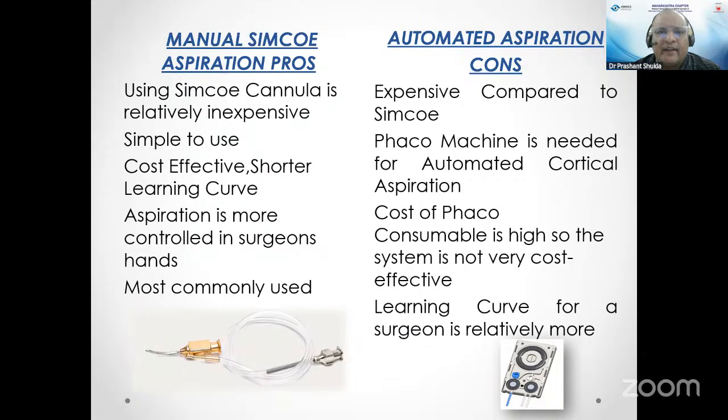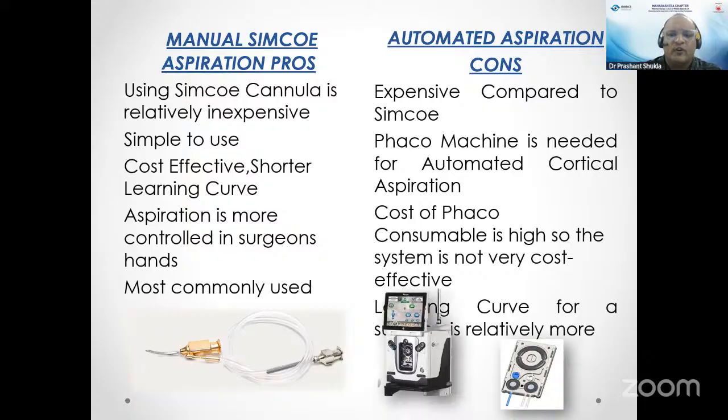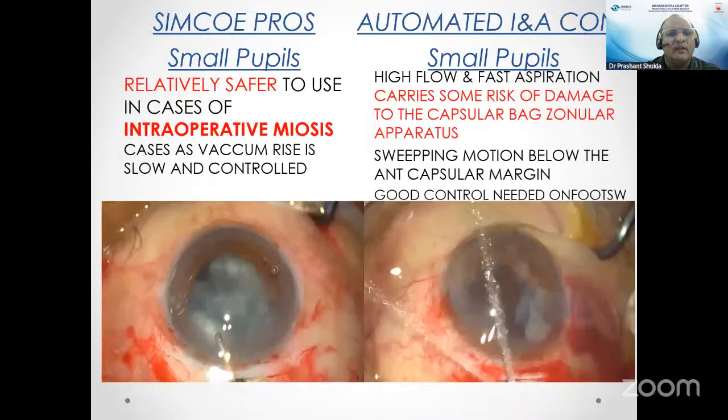And on the contrary, the automated aspiration system is expensive compared to Simcoe. A phaco machine is needed for automated cortical aspiration. The cost of phaco consumables is high, so it's not a very cost-effective system, and certainly there's a learning curve while using the automated system. So here I'll be demonstrating the comparison video side by side for better understanding.